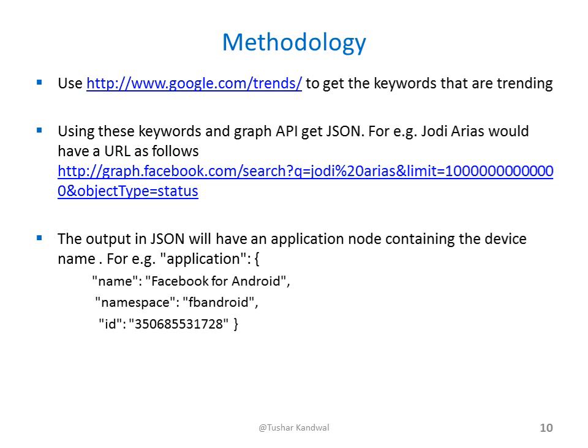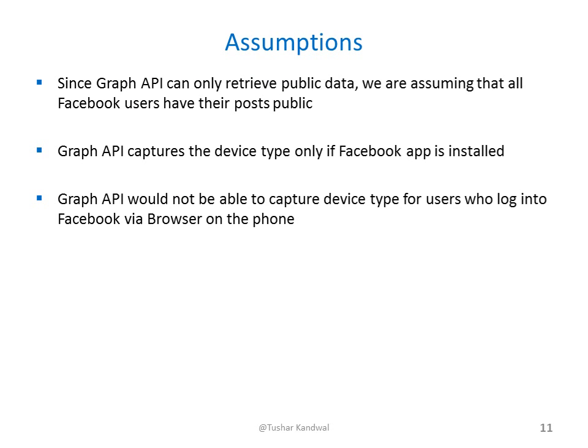Similarly, for iPhone, this will be given as FB iPhone. For BlackBerry, it will say BlackBerry. For mobile users, other than these three platforms, it will just say mobile. And if a user is logged in to their computer or the PC, it will basically say others.